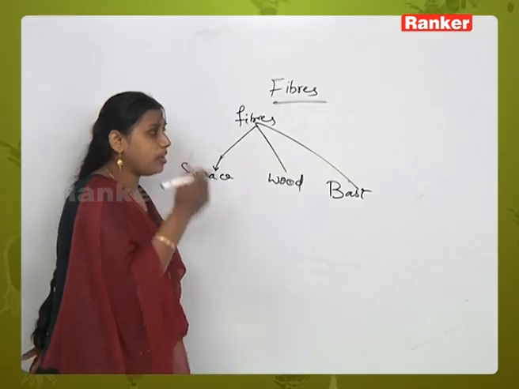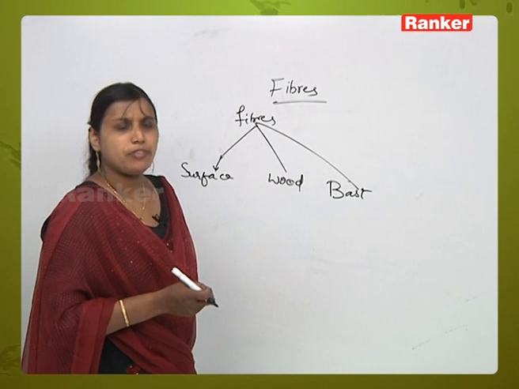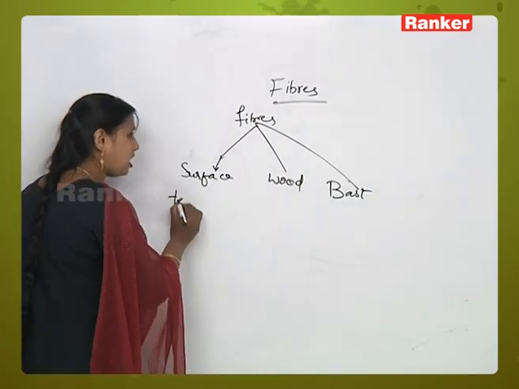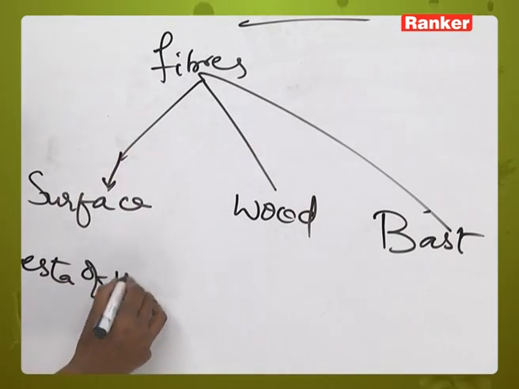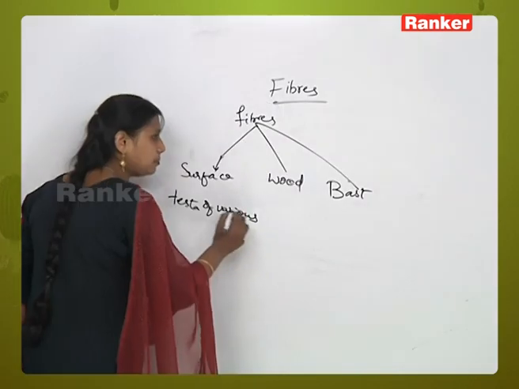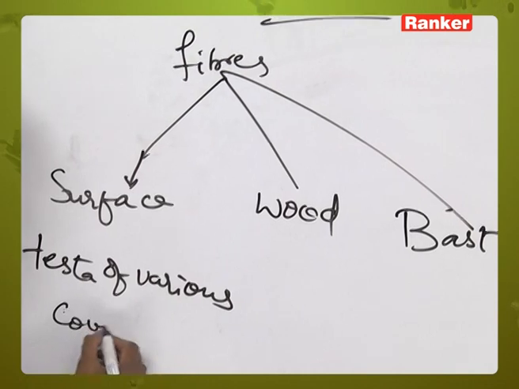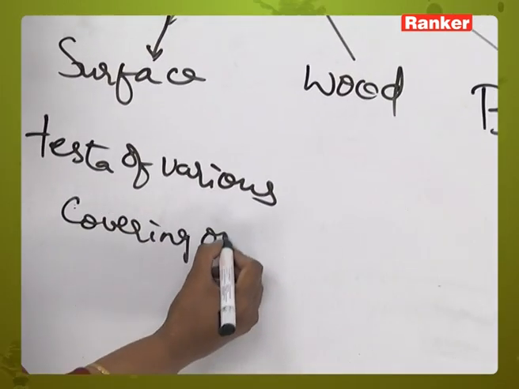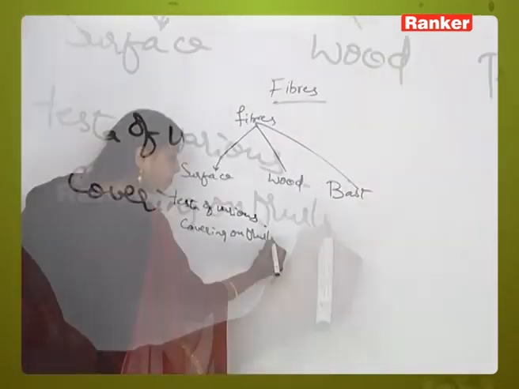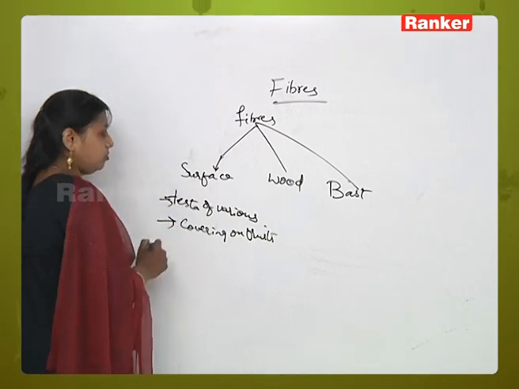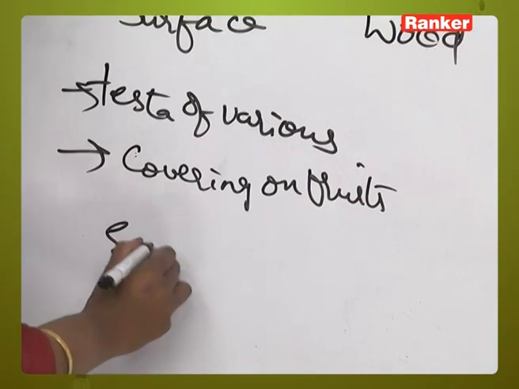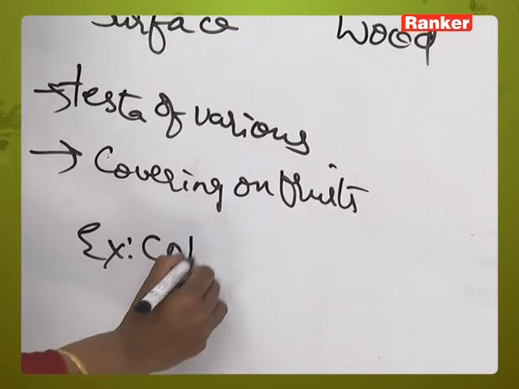Now, what are surface fibers? Surface fibers are the fibers which are found in the testa of various seeds, or these are forming the coverings on fruits. So, for example, this will be cotton fibers.